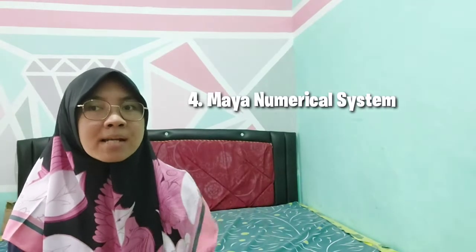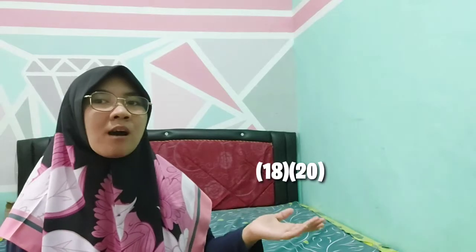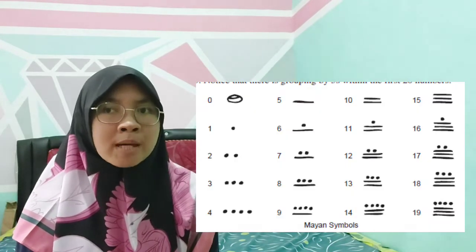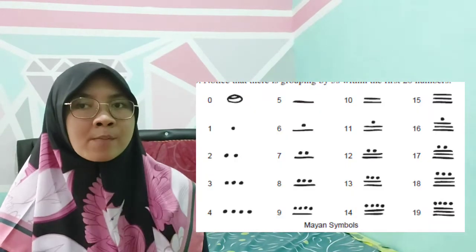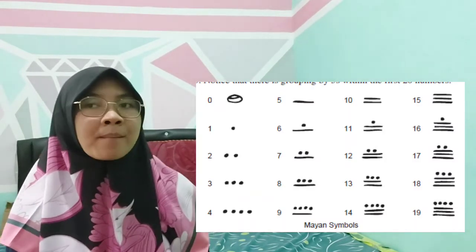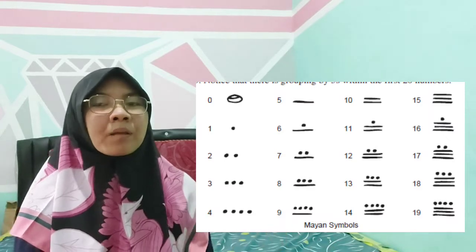The next one is the Maya numerical system. This system uses base 20, but the second group number is this instead of this. The third group number is this instead of this, and so on. Numbers under base 20 are written very simply with a dot or gap or pebble for 1 and a stamp like this for 5.